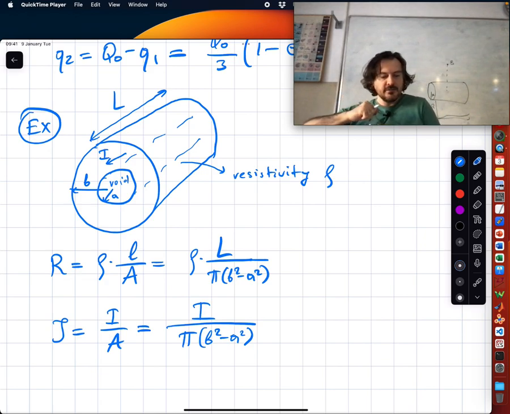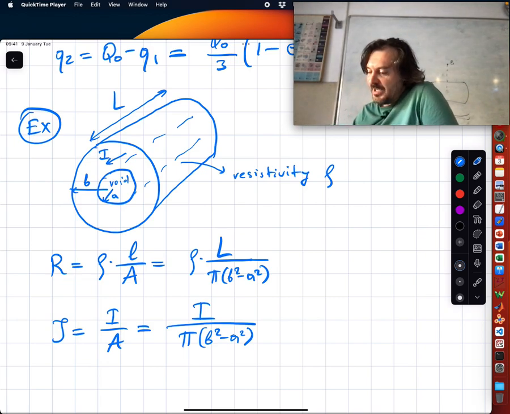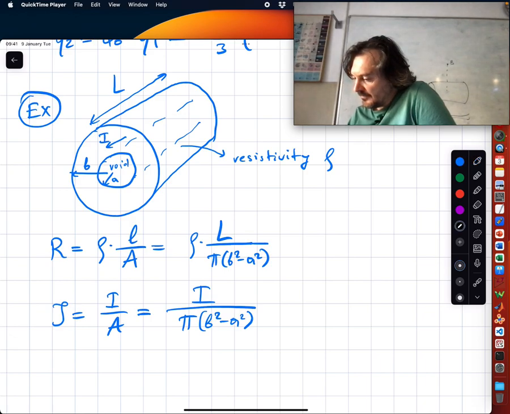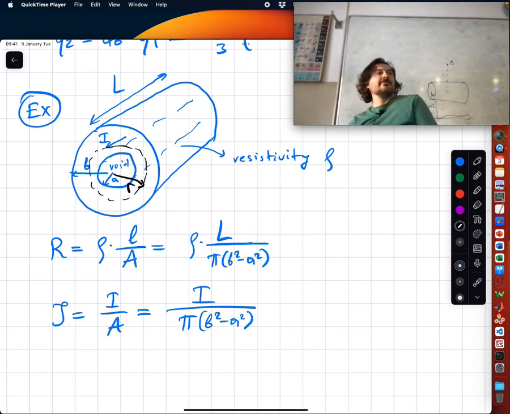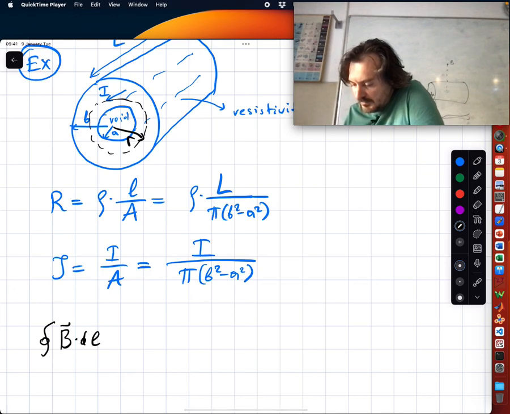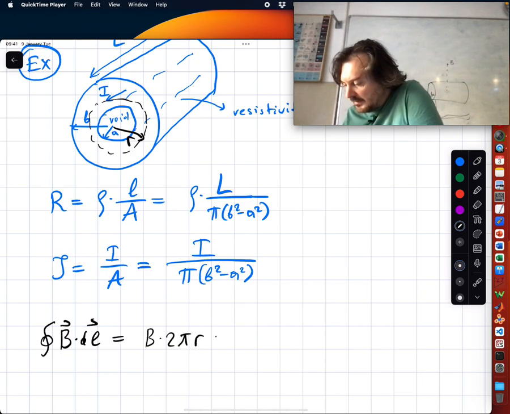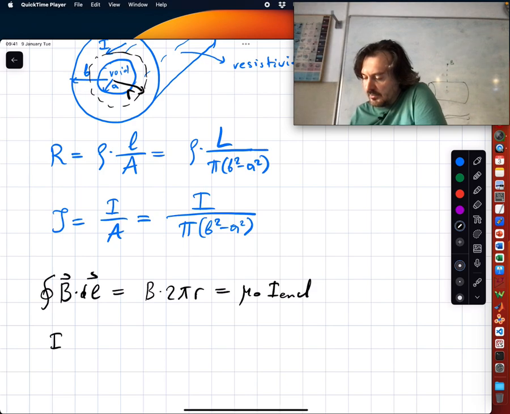What is the magnitude of the magnetic field inside this thing, at radius r? Ampere's law, yes. Here you need to figure out, of course, you are going to use Ampere's law. Integral B dot dl is B times 2 pi r. That needs to be mu 0 I enclosed. The most tricky thing here is to find I enclosed.